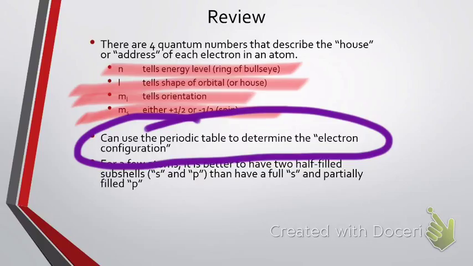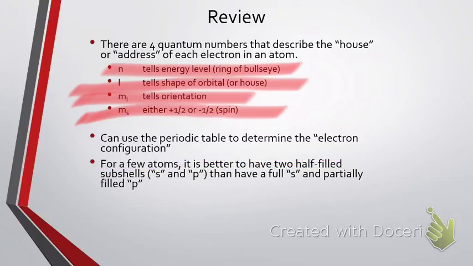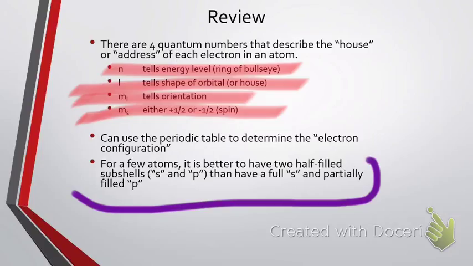You can actually use the periodic table to determine the electron configuration. That's what we've been doing for the last several minutes. And finally, for a few atoms, it's better to have 2 half-filled subshells like s and p than to have a full s and a partially filled p. And so the ones to be on the lookout for are things like chromium and copper, where it's a half-filled s and a fully filled d orbital. Okay? And so it just takes some practice, and you should do as many example problems as possible in order to become more fluent in the way that this kind of vernacular is used.